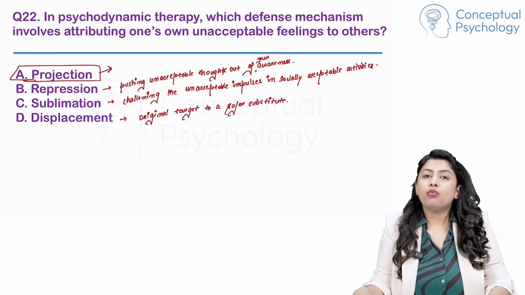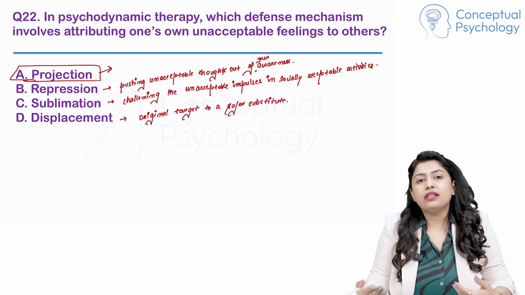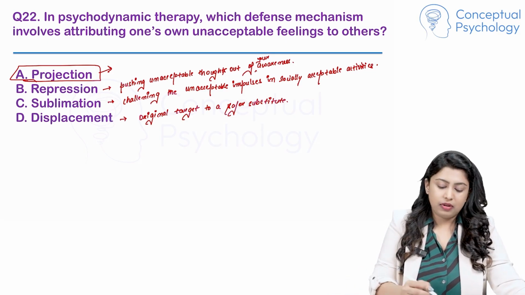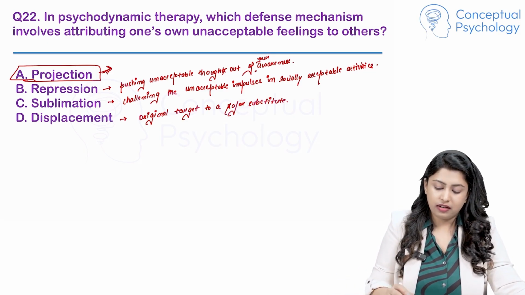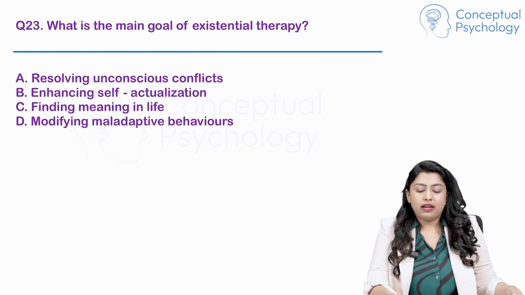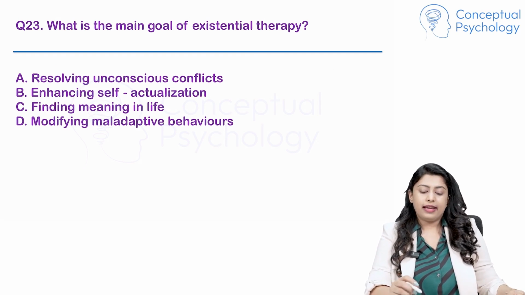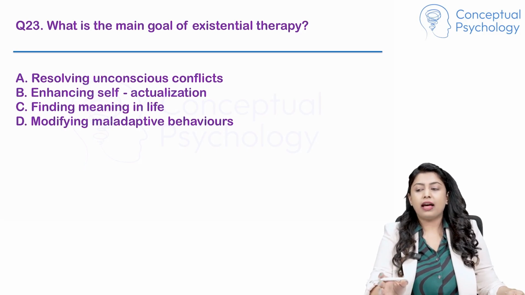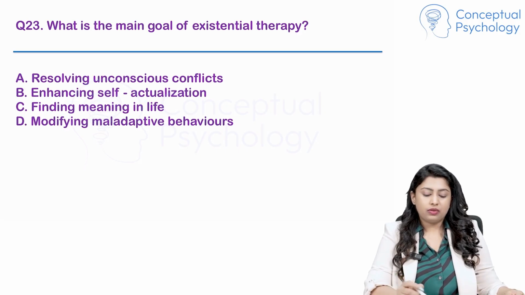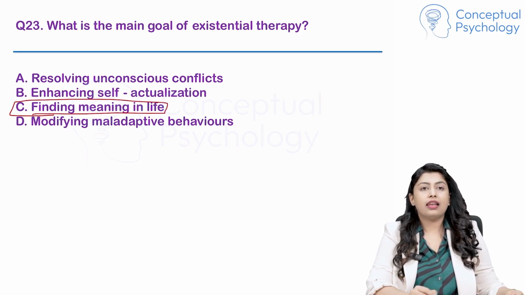So, projection involves seeing your own unacceptable qualities in others rather than acknowledging them in yourself. Hence, this is the correct answer. What is the main goal of existential therapy? Resolving unconscious conflicts, enhancing self-actualization, finding meaning in life, or modifying the maladaptive behaviors. So here the correct answer is finding meaning in life.